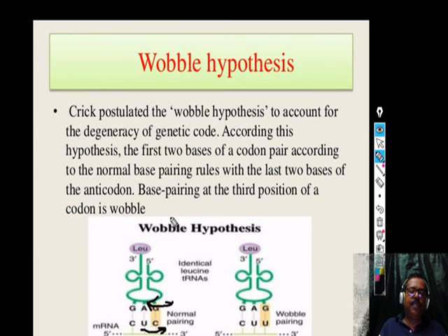But base pairing at the third position of the codon is wobble. It is wobble. That is, G normally pairs with C, but here the wobble pairing occurs. G pairs with U. That's why, due to this type of base pairing, the wobbling occurs. Now we will see in detail.